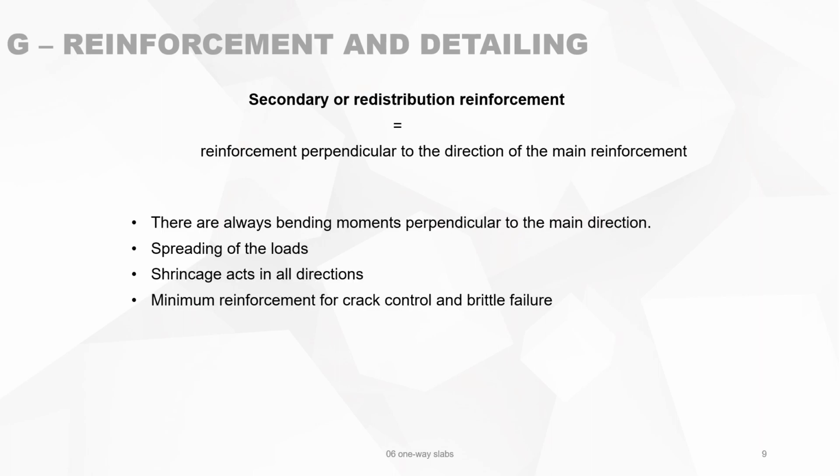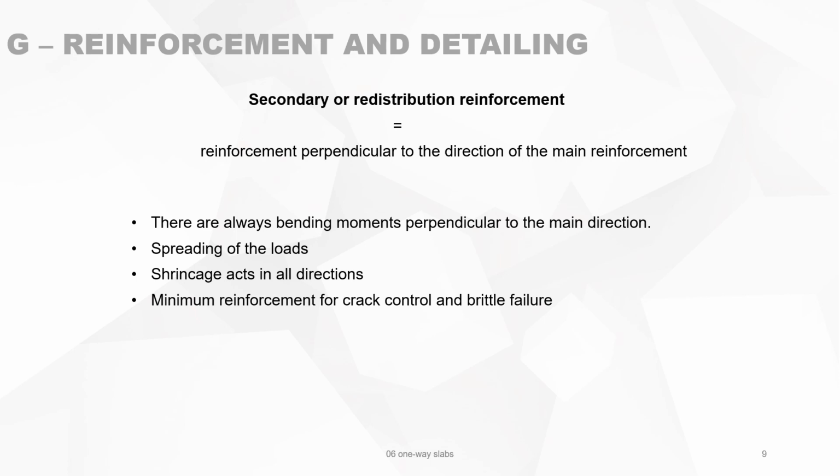And the reason for that is that there are always bending moments perpendicular to the main direction. This is because of the torsional bending moments in the corner of the slab. Then you want to spread out the loads. Uniformly distributed loads are not in reality uniformly distributed. In some places there are loads, in other places they are not. So you have to distribute, to spread out those loads. So that's why you need secondary reinforcement.